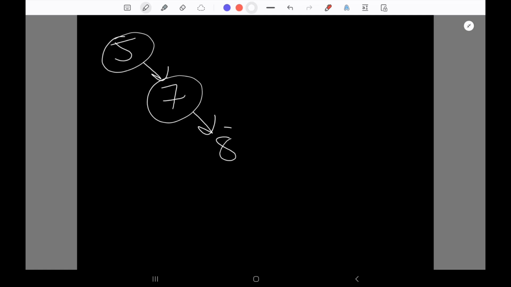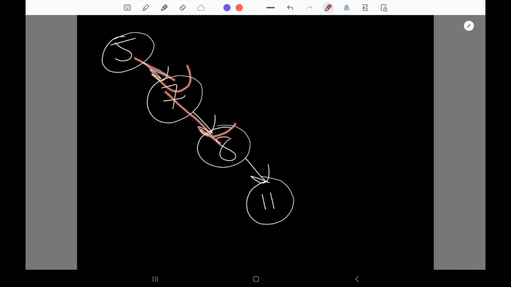We have 5, 7, 8, 11. So is this a tree? It is, but it is not an AVL tree, because the left pointer of 5 doesn't point to anything, but the right points to 7, and the right of 7 points to 8, and the right of 8 points to 11, right?